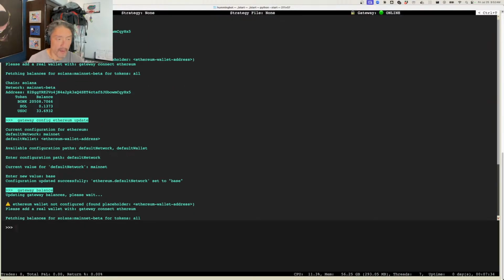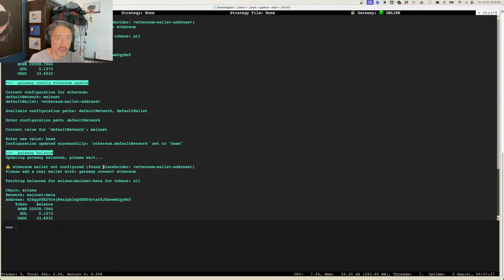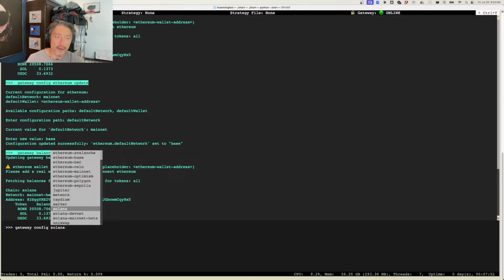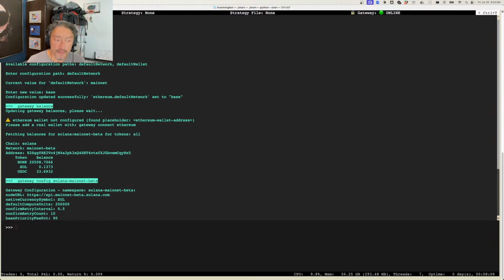So doing gateway balance, you can see that it's trying to fetch Ethereum balances for Base, but it couldn't do so. Okay, so that's how you add a wallet and check balances. Let's go ahead and change the node configuration for Solana before we proceed, because that's an important one. Now, we're not going to change this in the Solana config. Instead, we're going to change this in the Solana mainnet-beta config, because we define the node and other parameters at the network level, which allows you to use different nodes for different networks if you want.